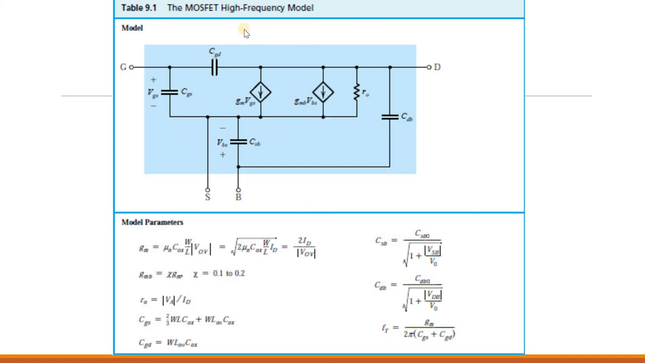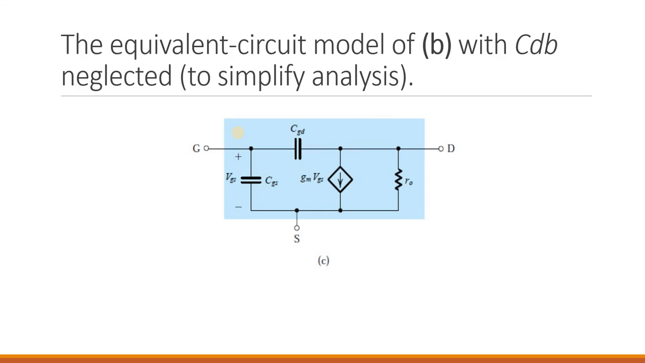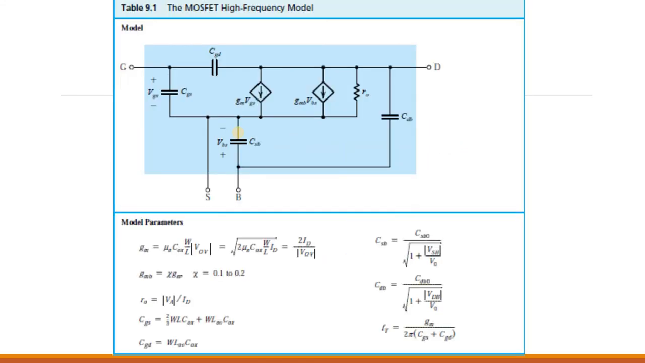You have to draw this diagram only, and the equivalent circuit also you can draw, that is two equivalent circuits. One is this one, and in the next one this CDB is not included, that also you can draw. But if they ask the MOSFET high frequency model, draw the high frequency model of MOSFET, you are going to draw this particular diagram, that is including all the capacitances CGD, CGS, CSB, CDB. Okay, GMB into VBS, and this is R0.